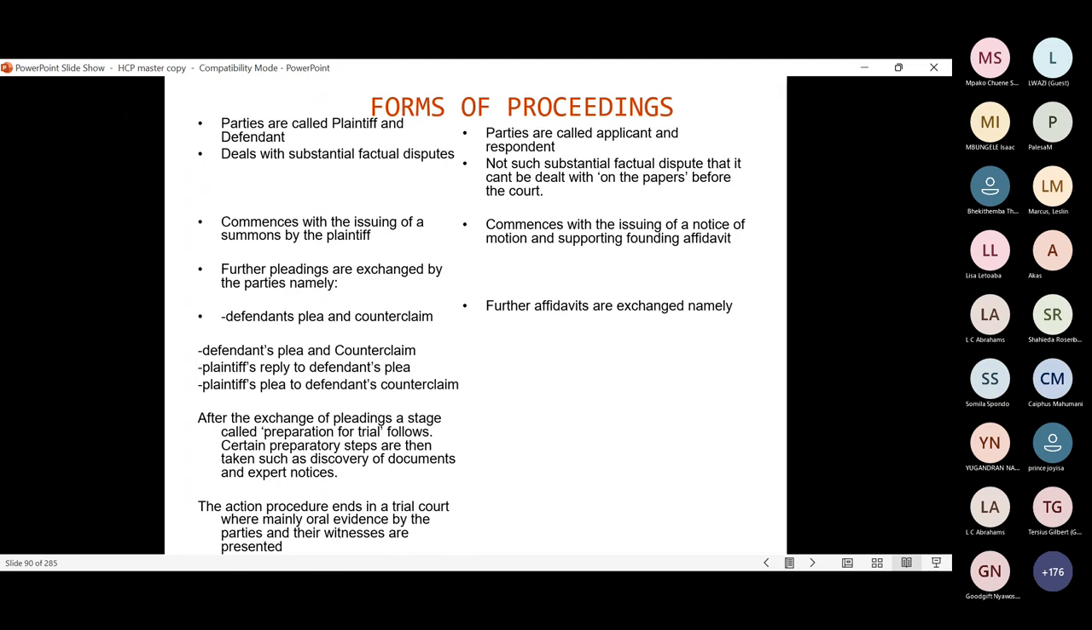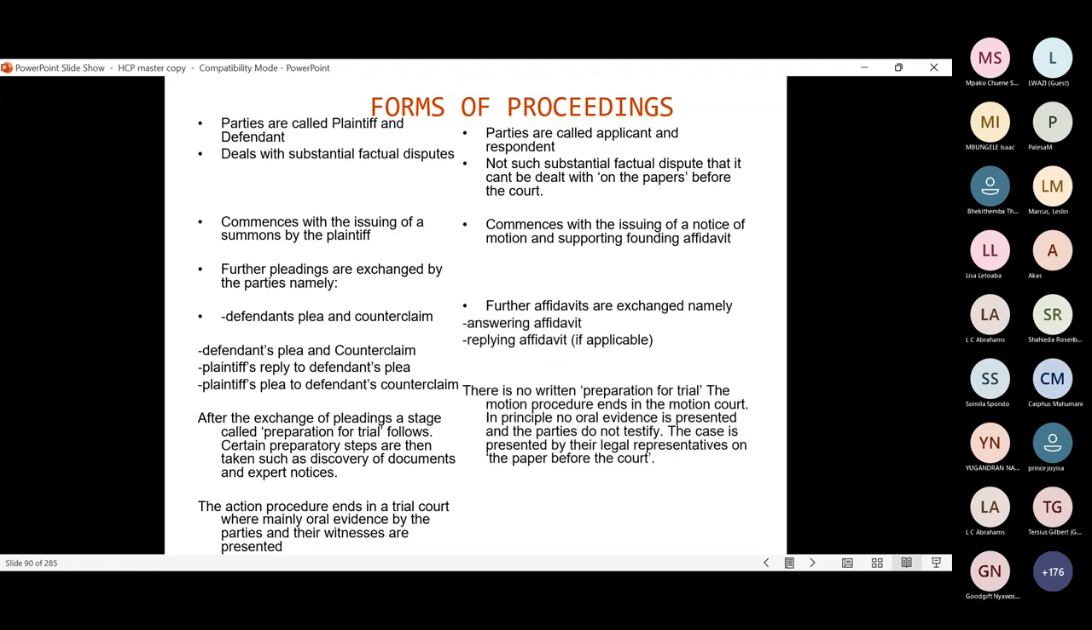And then the applicant can file a replying affidavit. And once the replying affidavits are filed, that is the end of the exchange of pleadings in the application procedure. In the action procedure, we have further pleadings, and after the pleadings have closed, we come to the stage where we do the practical arrangements for the case. That is the preparation for trial, okay?